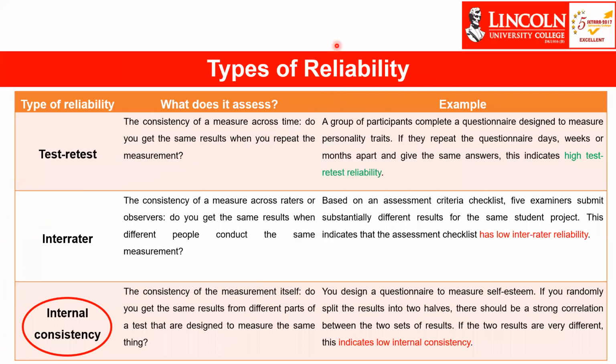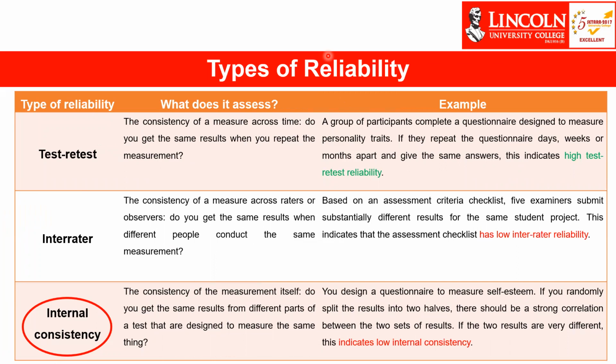Then we have inter-rater: the consistency of a measure across raters or observers. Do you get the same results when different people conduct the same measurements? A good example could be, based on an assessment criteria checklist, 5 examiners submit substantially different results for the same student project. This indicates that the assessment checklist has low inter-rater reliability. But of course, if their submissions are the same, then you can say that it has high inter-rater reliability.